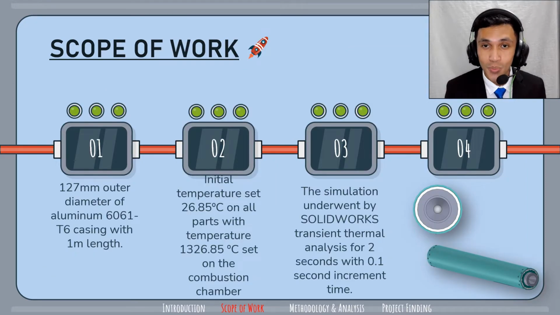Moving on to the scope of work, the rocket was designed with 127mm outer diameter of aluminum 6061 casing with 1 meter length. Next, initial temperature set 26.85 Celsius on all parts with temperature 1326.85 Celsius set on the combustion chamber. Later, the simulation underwent by SolidWorks transient thermal analysis for 2 seconds with 0.1 second increment time, and this is the design of rocket casing.